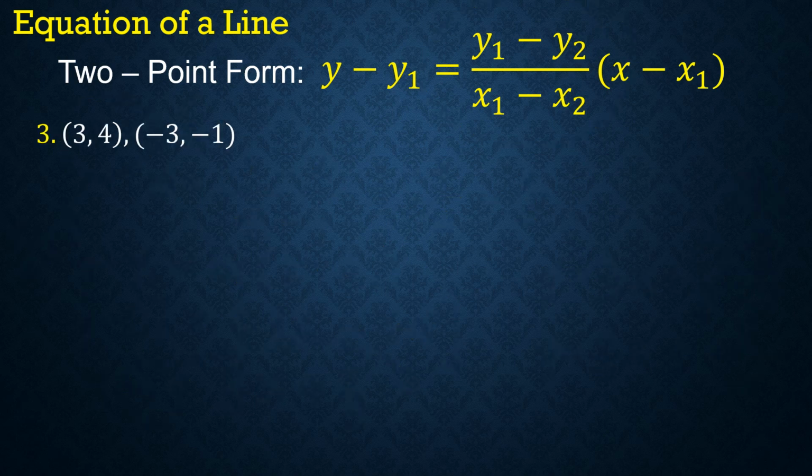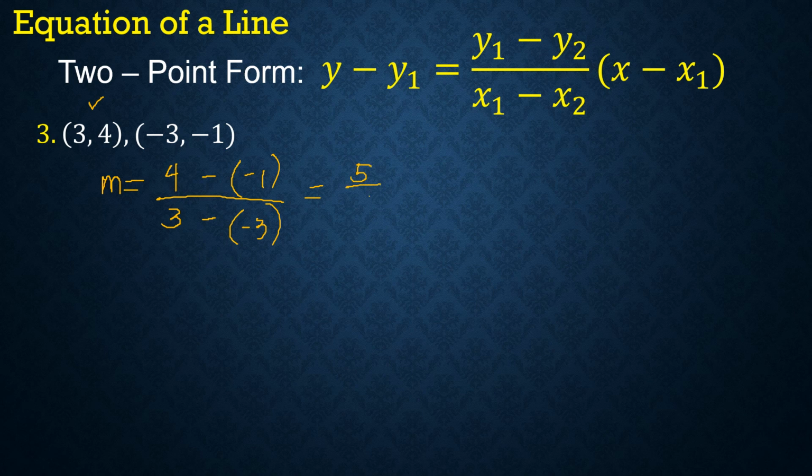So we have the next example. We first find the slope of this given. We have the first pair, 3 and 4. So the y-coordinate is 4, x-coordinate is 3. Subtract. We have negative 1 and this is negative 3. So we have 4 minus negative 1 is 5. 3 minus negative 3 is 6. This is a slope. Now use the point slope form, substitute.